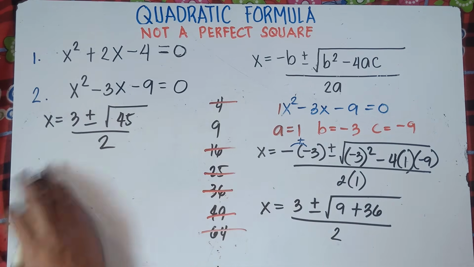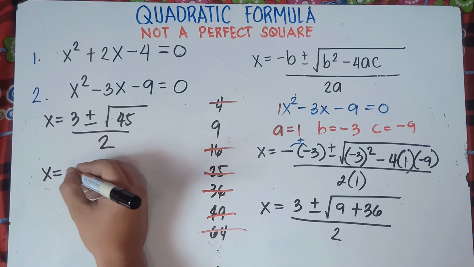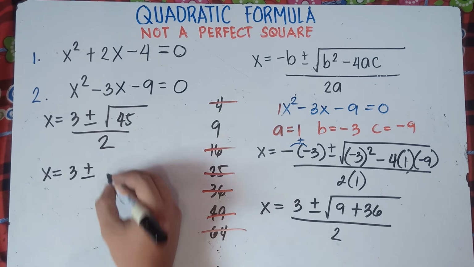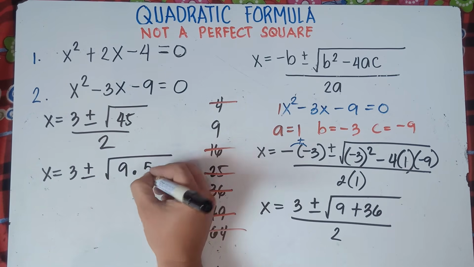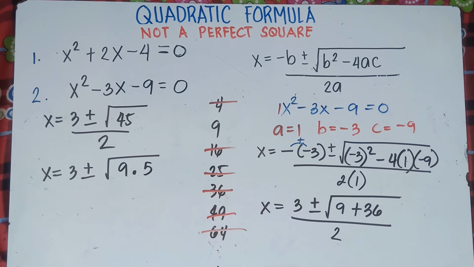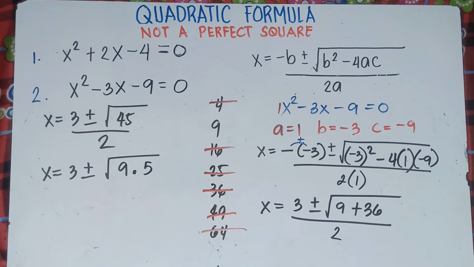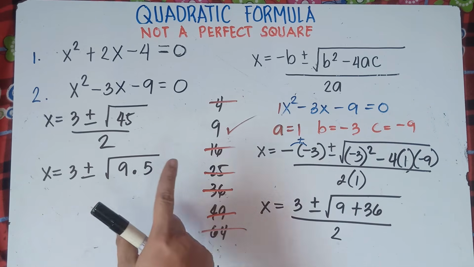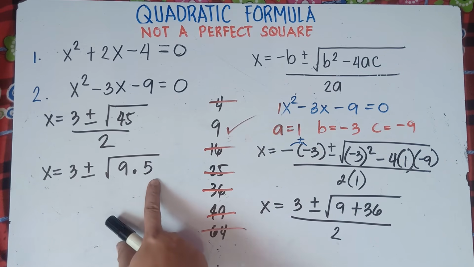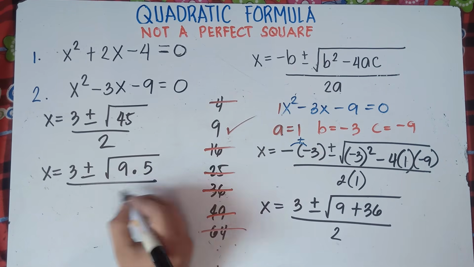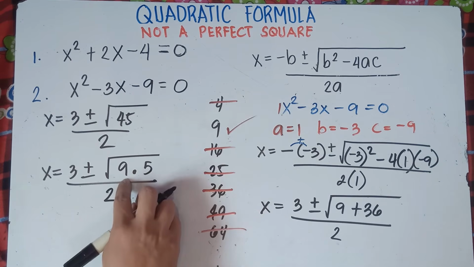So, therefore, we can write this one as x equals 3 plus or minus the square root of 45. That would be 9 times 5. Is 9 a perfect square? Yup, 9 is a perfect square, and 5 is not. So once again, you find two numbers that when you multiply them, one number is a perfect square, the other is not. So 9 is a perfect square, 5 is not. So therefore, then divided by 2, we can still simplify this one.